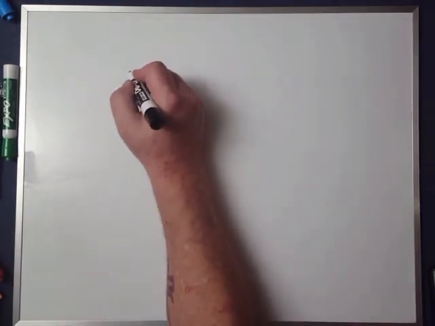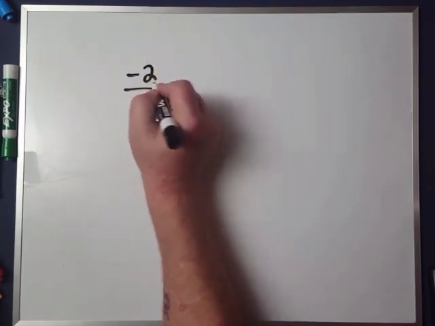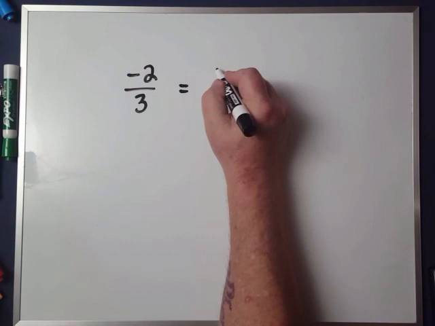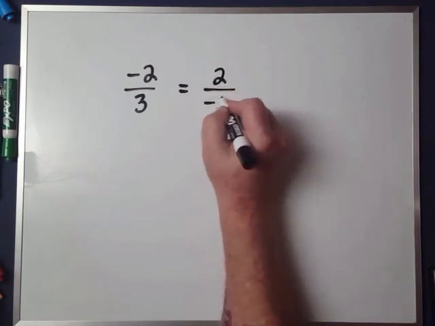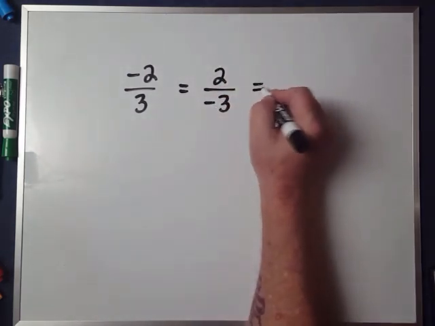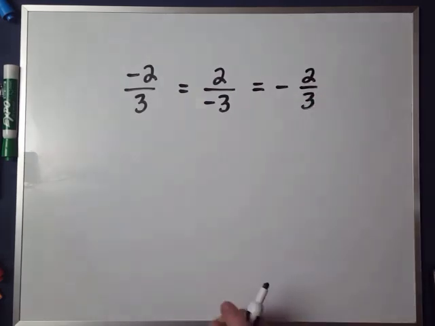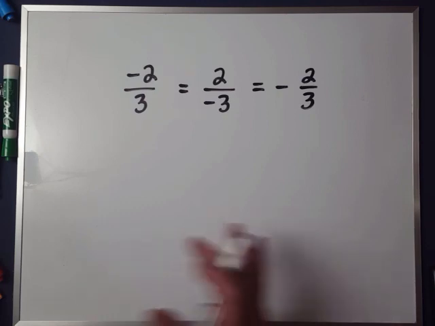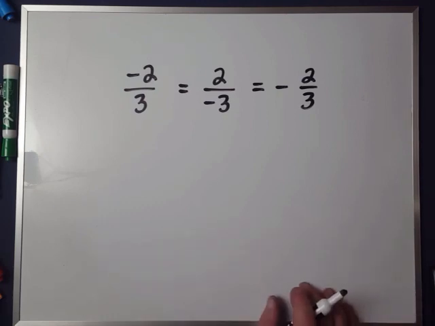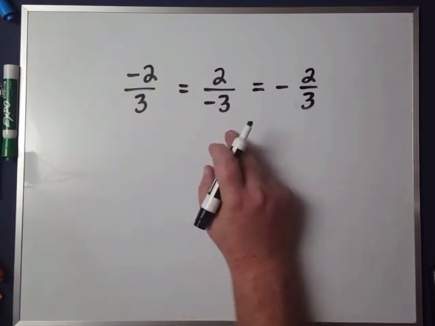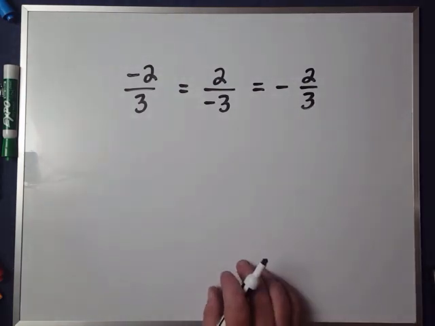After looking at those, we can see that if we have a negative running around in a fraction, it can show up in one of 3 places. It can be in the top, it can be in the bottom, or it can sit out front. Those all mean the same thing. Negative 2 divided by 3 is the same as 2 divided by negative 3, and they are both equal to negative 2/3.